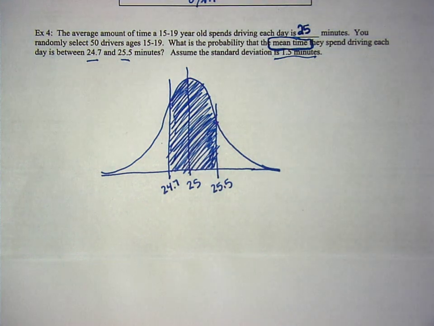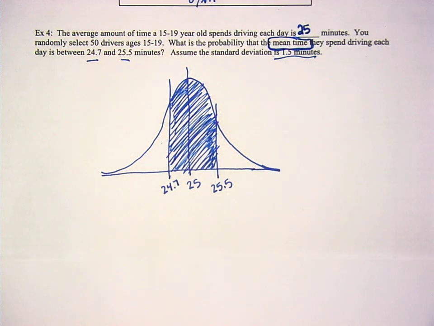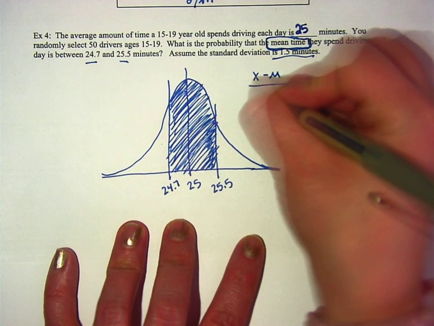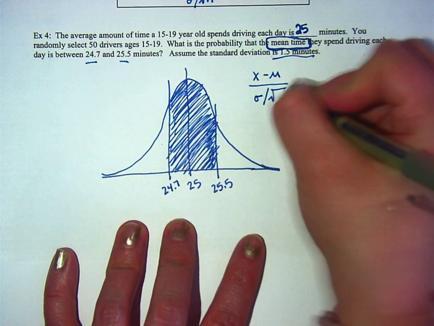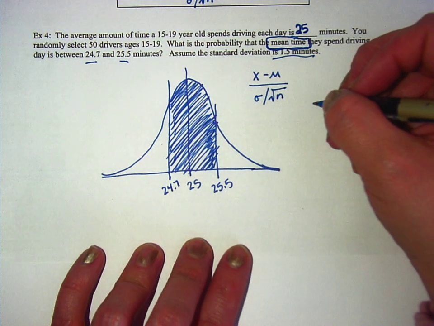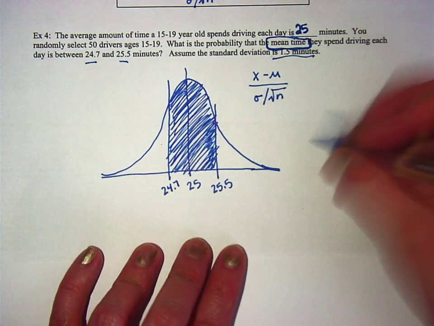All right, this looks very much like the last one, right? X minus mu over sigma, only it's not sigma. It's sigma divided by the square root of n. I know, it's not as catchy. You need to come up with a new x minus mu, divided by the square root of n.